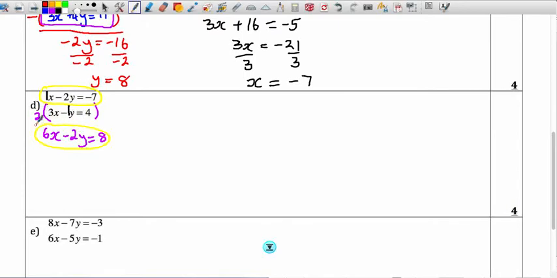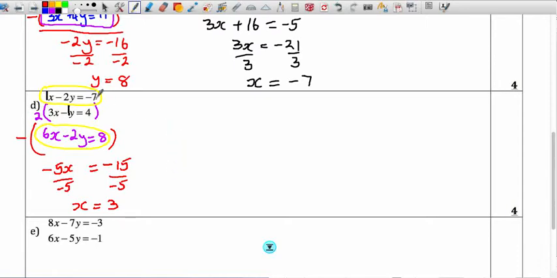In other words, the coefficients are the same, and so in this case I will subtract in order to eliminate. So I have 1x minus 6x, which will leave me with minus 5x, minus 2y, minus, and a minus becomes plus 2y, so those are going to cancel out, and then I have minus 7 minus 8, which is going to give me minus 15, and now the y's are eliminated, and I can divide through by the coefficient of the x and find the x value of 3.